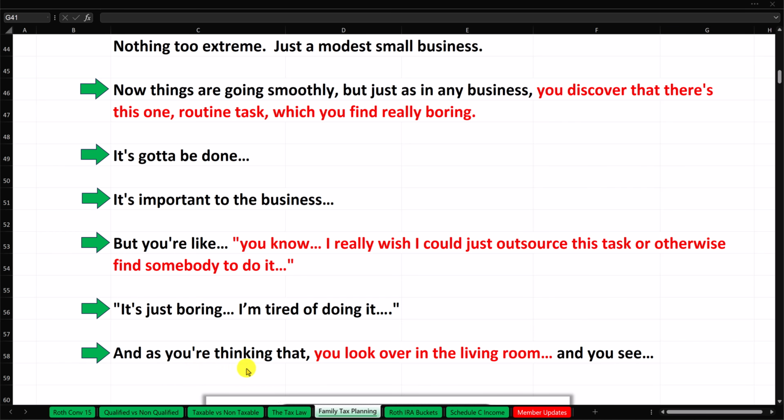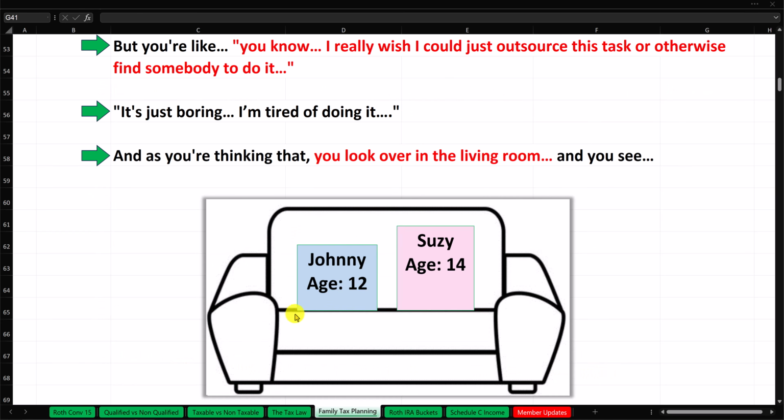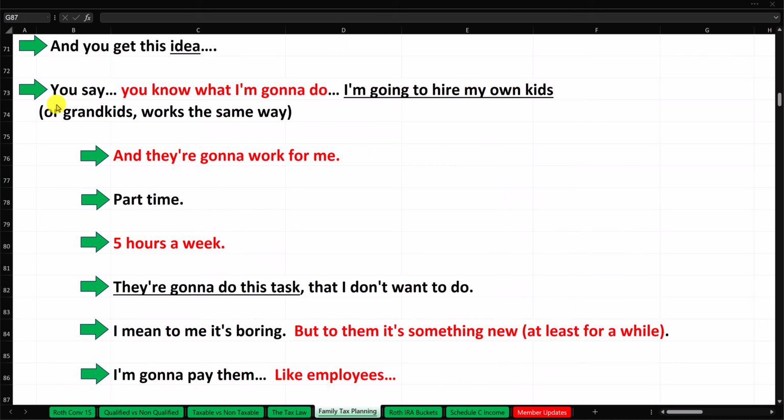And as you're thinking that, you look over into the living room and you see little Johnny sitting over there on the couch. He's 12. And then next to him is little Susie. She's 14. And you get this idea. You say, you know what I'm gonna do? I'm going to hire my own kids, or grandkids, works the same way, and they're gonna work for me part-time, 5 hours a week, and they're gonna do this task that I don't wanna do. I mean, to me, it's boring, but to them, it's something new, at least for a while. And I'm gonna pay them like employees.